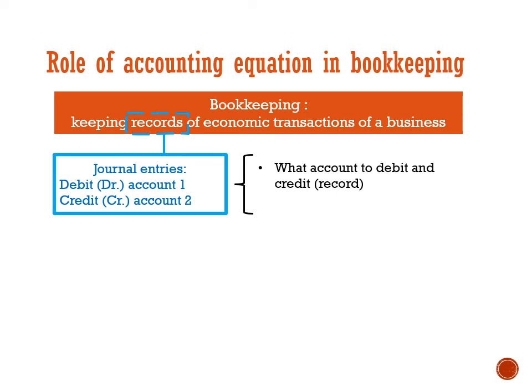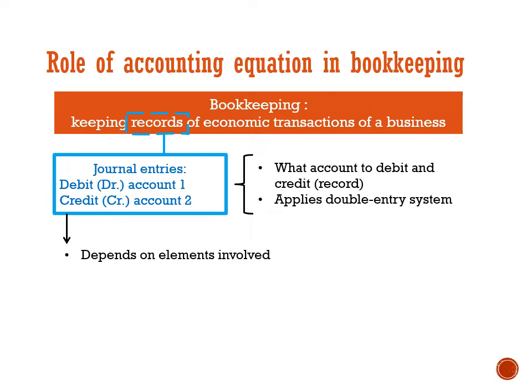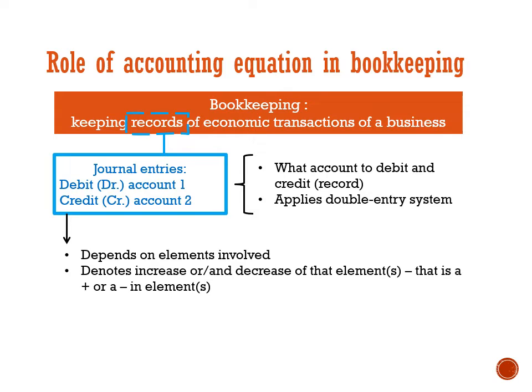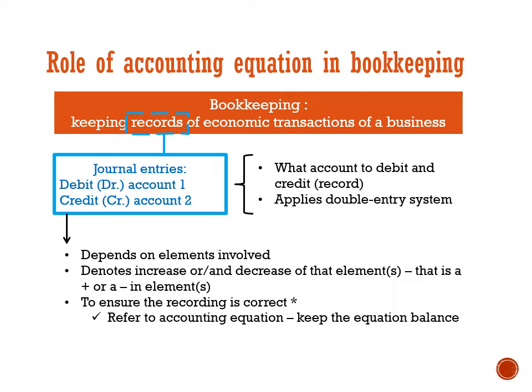This journal entry will let us know what account is to be debited and what account is to be credited. We do this by applying what we call the double entry system. The debit or credit of an account will depend on the element represented by the account. The debit and credit also represent effects on the element, either increasing or decreasing it. To ensure that the recording is correct, the increasing or decreasing effect of an element shall be guided by what we call the accounting equation, which must always be balanced after each transaction.